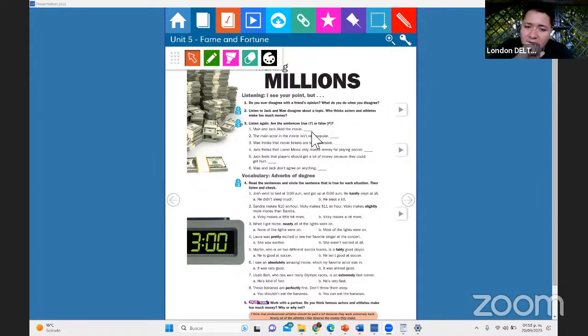Maybe we can invert it. Maybe we can say Xcaret, which is in Cancun, right? We could say Xcaret, which is in Cancun, is an international tourist destination, right? Maybe we can invert it or modify that sentence a little bit.